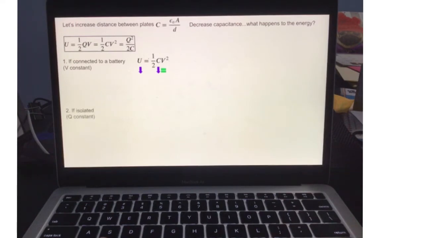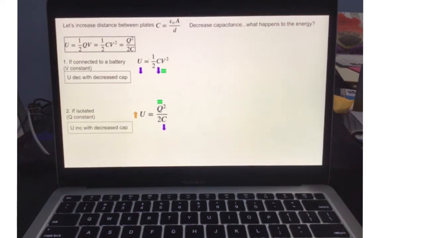All right, if it's isolated, Q is constant, then we're going to want to use Q squared over 2C. Q stays the same, my capacitance goes down, and my energy goes up. So again, we have this seemingly contradictory thing. In one situation, my potential energy decreased, and in the other one, my potential energy increased with decreased capacitance.